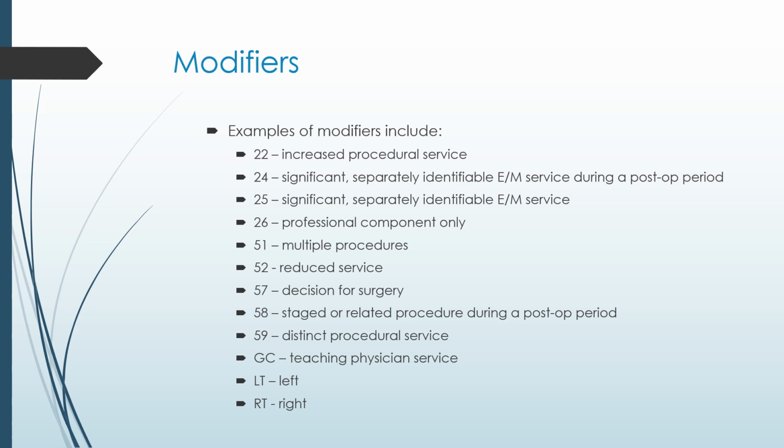Modifier 52 for reduced services. Modifier 57, the decision for surgery. So there is a little bit of a difference between a modifier 25 that led to the decision to do a minor procedure and the modifier 57 that leads to the decision for surgery.